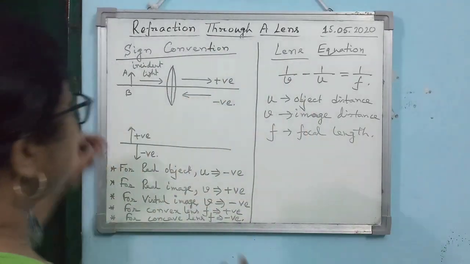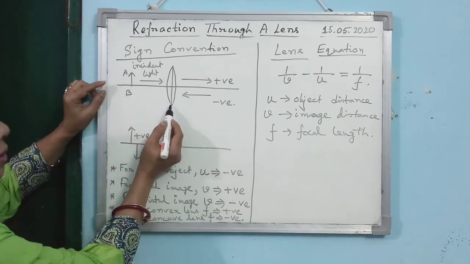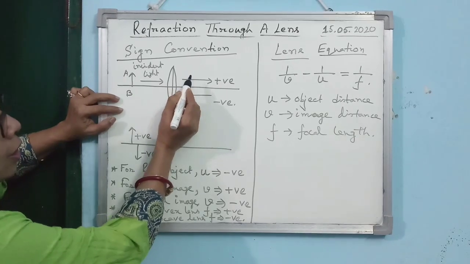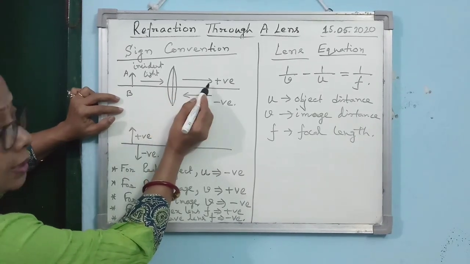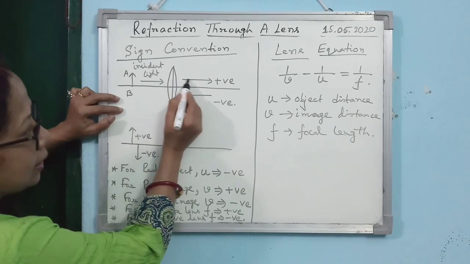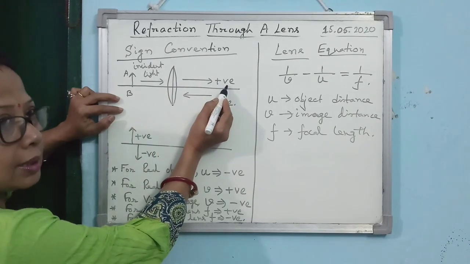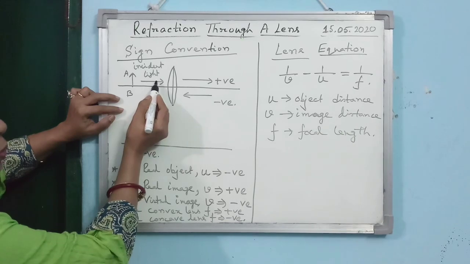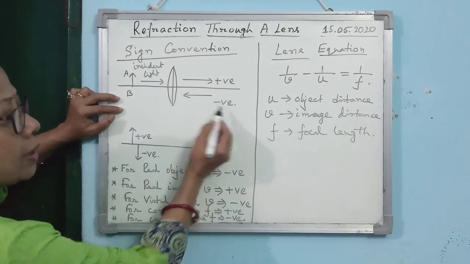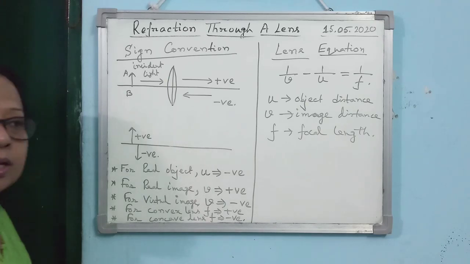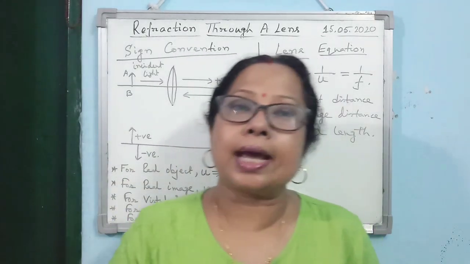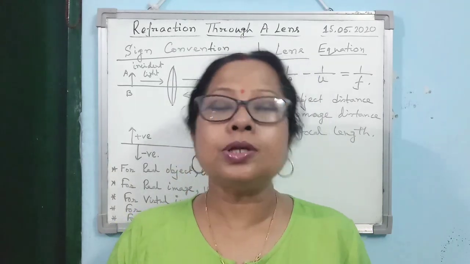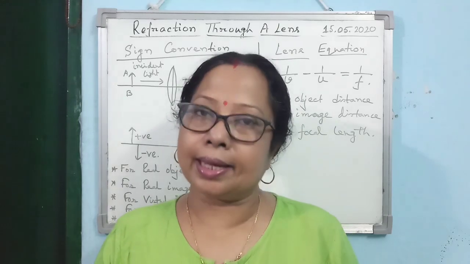Suppose here is the object and here is the lens. You see, from the object the light is moving from left to right. That's why I have given this arrow. If you measure the distance in this direction, it will be considered positive. If you measure the distance in the opposite direction, opposite to the incident light, it will be considered negative. So what is the second point of the sign convention? Distances measured along the incident ray are taken as positive, and opposite to the incident ray are taken as negative.